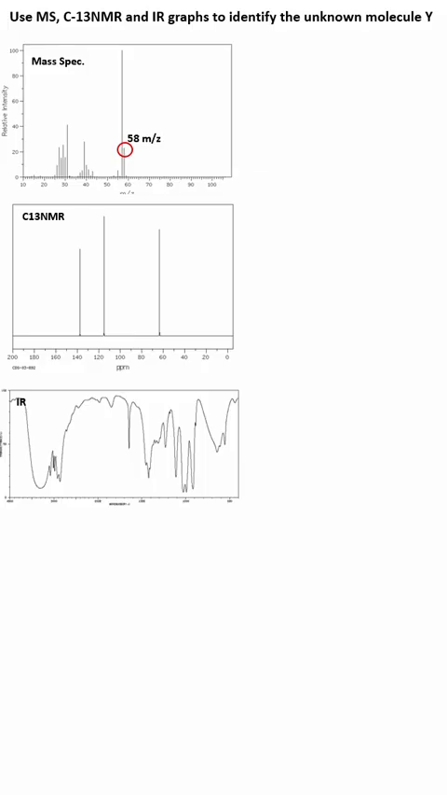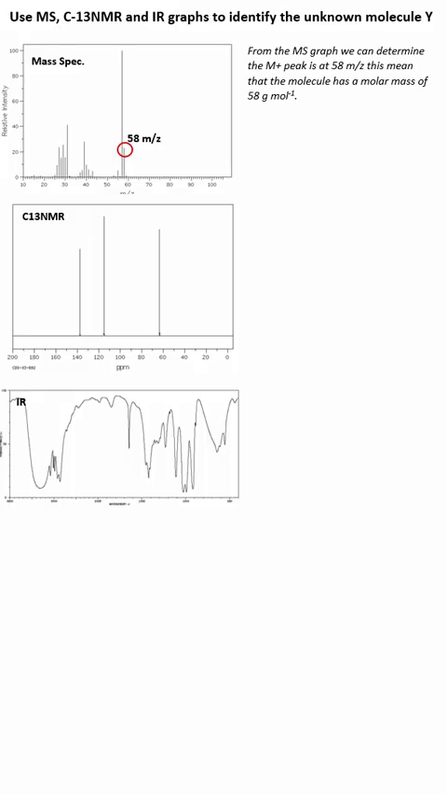So what that means is that because there is a peak at 58 m/z, the one that's furthest to the right, this is the M+ peak. Then the molar mass of the original molecule must be 58 grams per mole. So that's the first bit of information we've found.